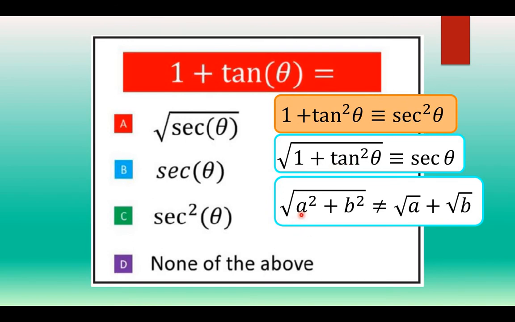Because remember, you can't split up inside a square root. You can't split up when they're adding. You can when they're multiplying. So it's none of the above.